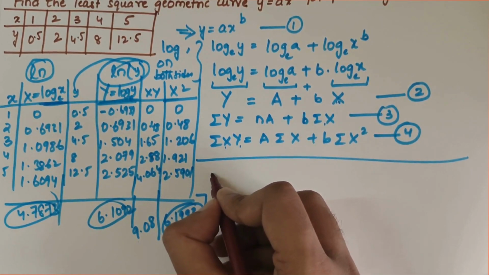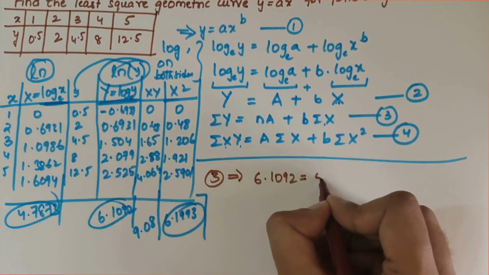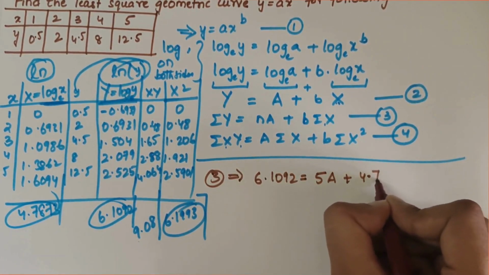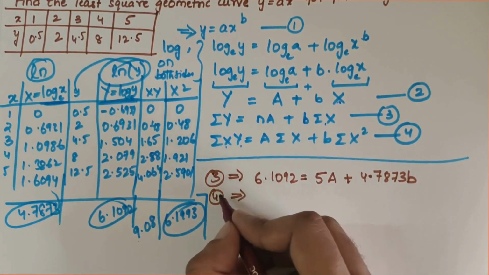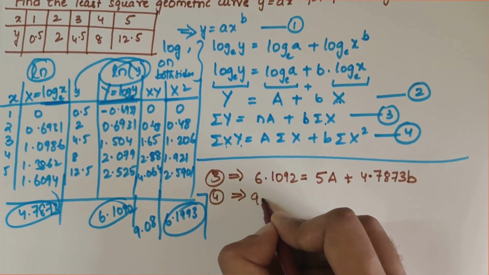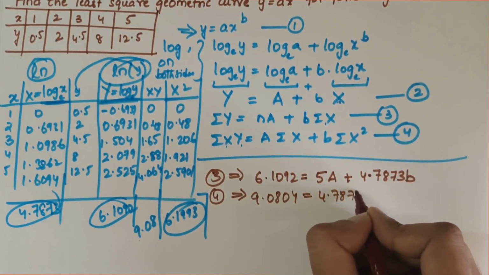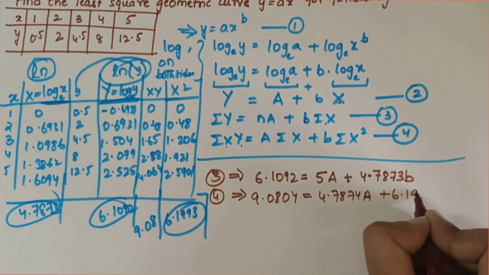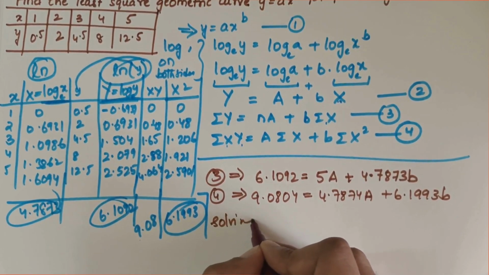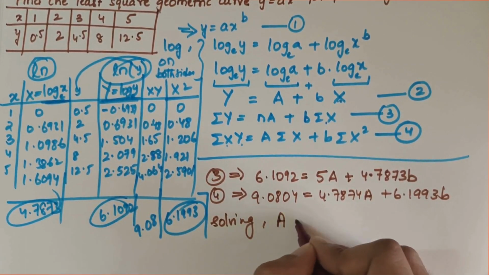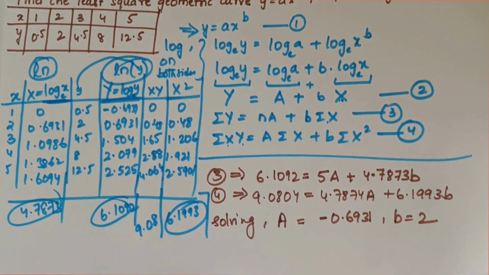So in the third equation, if you substitute, you'll get 6.1092 is equal to 5A plus 4.7873 small b. In the fourth equation, if you fill the values, you'll get 9.0804 is equal to 4.7874A plus 6.1993b. Solving these two simultaneous equations in Calc, you get capital A value as minus 0.6931 and small b value as 2.